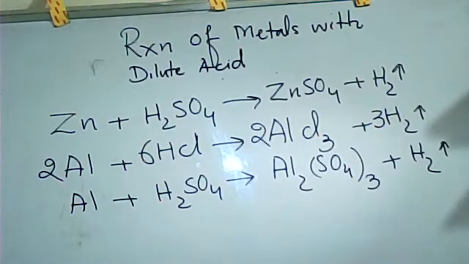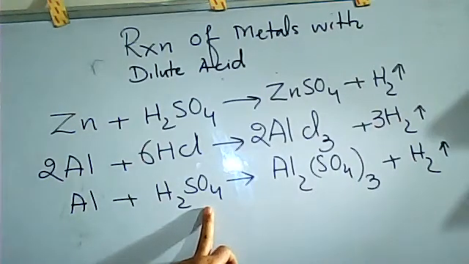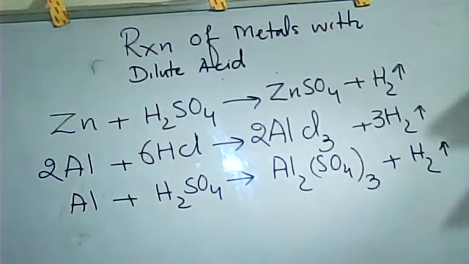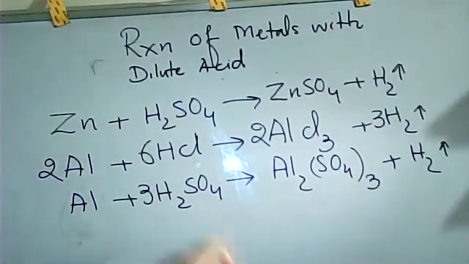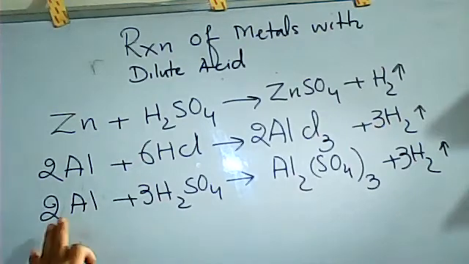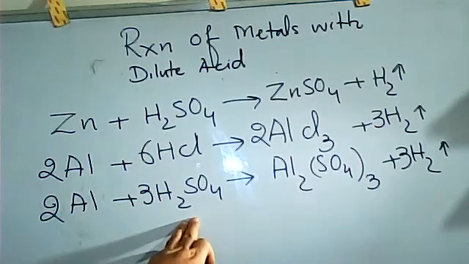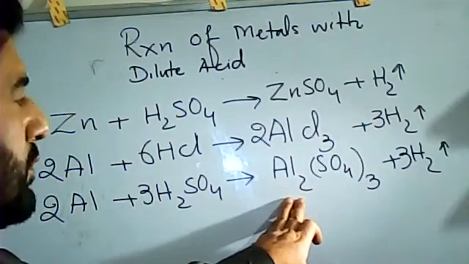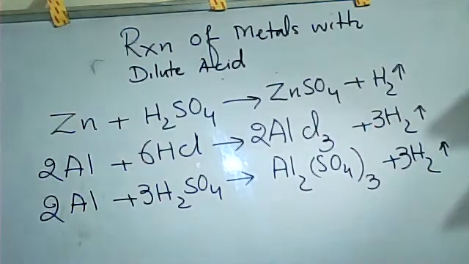On the right hand side we have 3 sulfates, and on the left hand side we have a single sulfate. What we will do, we will try to write twice here. So we are getting 3 sulfates, and 3 twos are 6 hydrogen. Now we have to write here 3, and we have 2 aluminum, so we'll write 2 here. So the statement will be 2 atoms of aluminum are reacting with 3 molecules of dilute sulfuric acid to form 1 molecule of aluminum sulfate and 3 molecules of hydrogen gas.